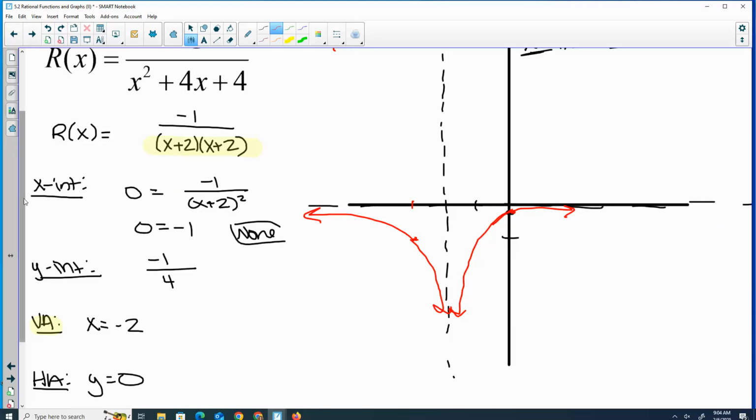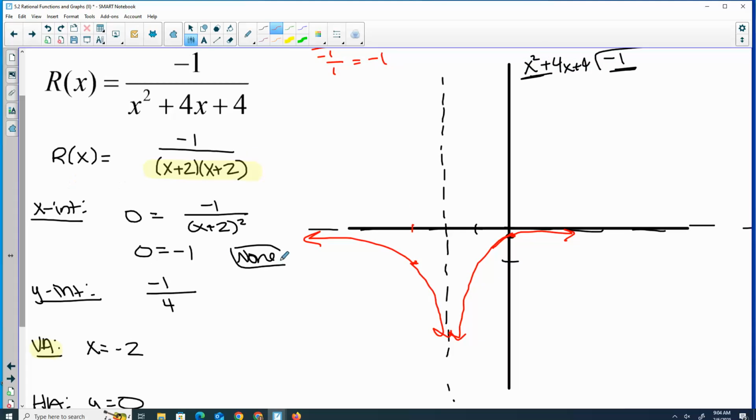Now you can certainly use your graphing calculator to double check yourself. If you have one, you can absolutely plug this in. You just need to make sure you put parentheses around the denominator and compare your graphs. And I'm encouraging you to use that to double check yourself. But you should be able to create the graph without a calculator there.